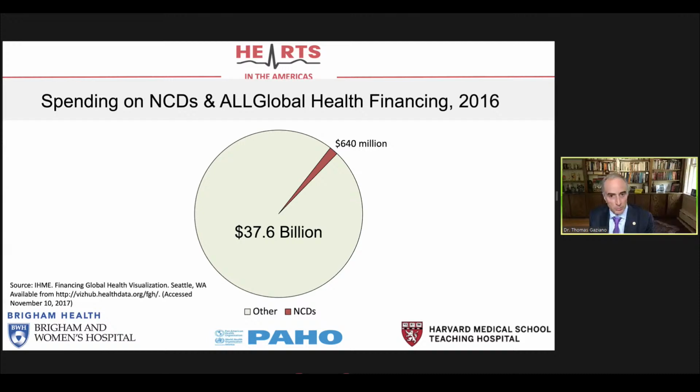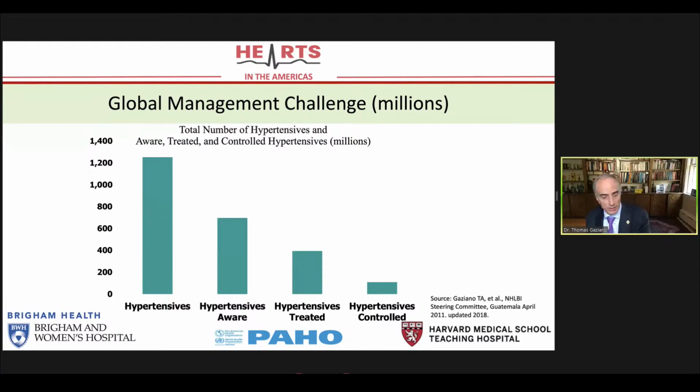Maybe less familiar to people is how little is spent on this. This slide shows that very little, less than 3% of global health funds, is dedicated to cardiovascular disease, despite its very large burden. This looks at, unfortunately, given that we have limited resources, how poorly globally we have done at controlling different cardiovascular conditions such as hypertension.